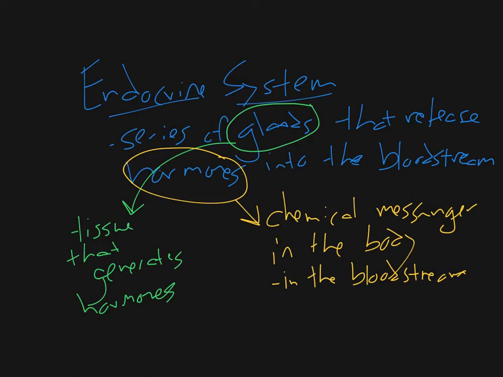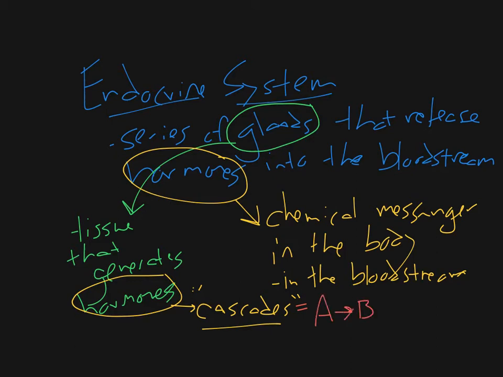Now, hormones are also often seen working in cascades. What this means is that one hormone might cause the release of a second hormone, which might cause the release of a third hormone, and so on, and so on, and so on. So, as you might guess, the endocrine system can get pretty complicated, but luckily for us, we're going to try to keep it pretty simplistic for what we're doing.